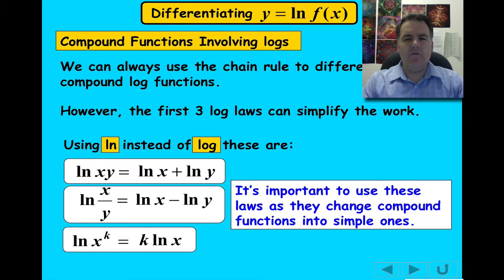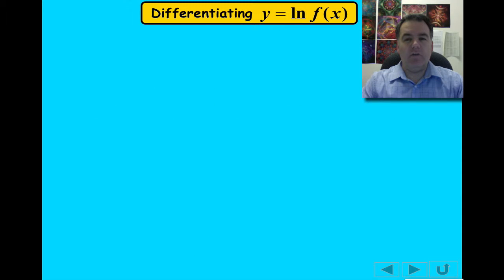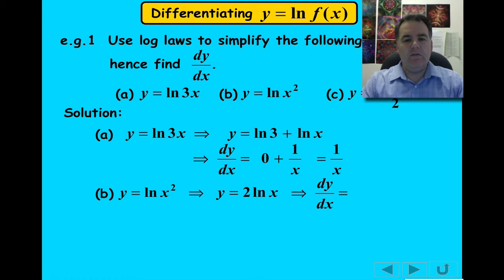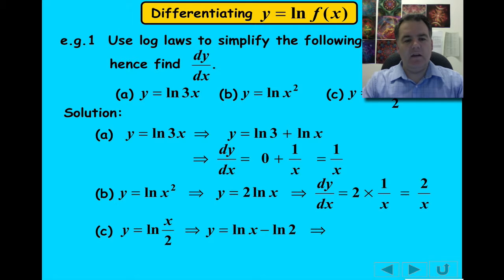First of all, I think it's interesting that the derivatives of certain log functions are all the same. So if we look at ln 3x, that's ln 3 plus ln x. So the derivative of ln 3 is just 0. The derivative of ln x is 1 over x. So that's just 1 over x. ln x squared is just 2 ln x. So the derivative will be 2 times the derivative of ln x, which is 2 times 1 over x. And the last one, ln x over 2, is ln x minus ln 2. The derivative of ln 2 is 0, so we just get 1 over x. So look at A and C, they're the same derivative, different functions, but the slope is the same.